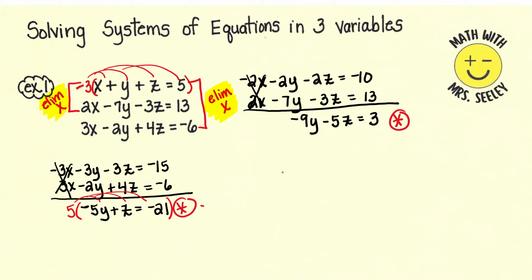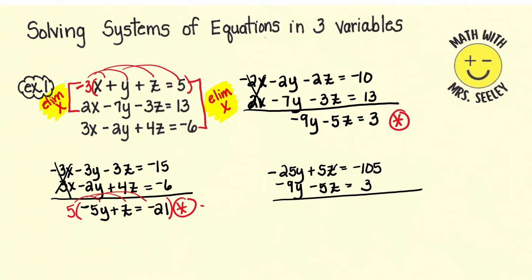That's going to give me negative 25y plus 5z is equal to negative 105. This star equation, just bring it like you see it. So put those together with the z's eliminating. That's going to give you negative 34y is equal to negative 102. Divide by your negative 34 and y is equal to positive 3.